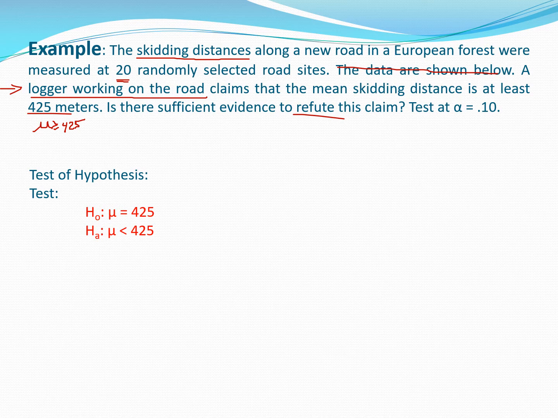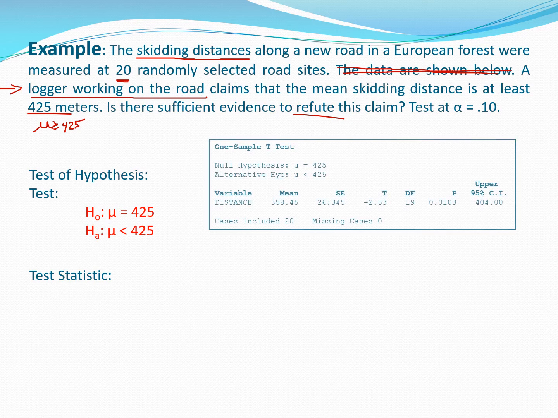That's the first step. Now we need to go and create a test statistic. In order to do that, we're going to take these 20 skidding distances, which I didn't show you, right? We're going to put them in the computer and get a printout. We're going to let the computer do the math. And notice that the null and the alternative show up here on the printout. A lot of times students are like, why do I need to know the null and the alternative?